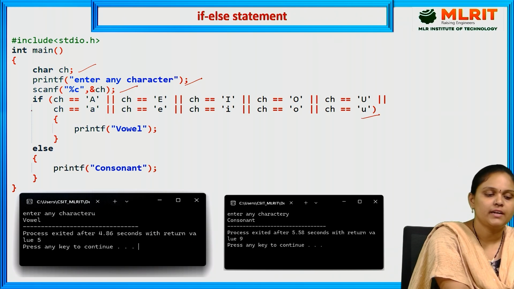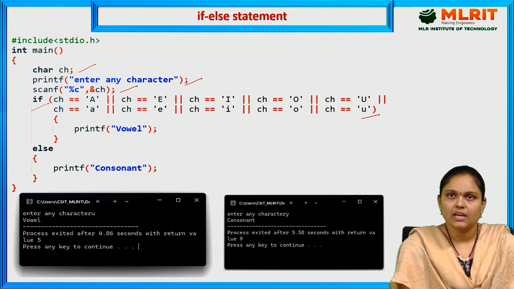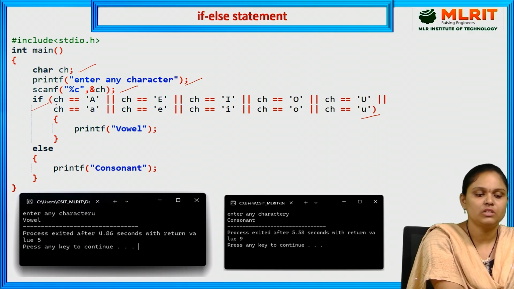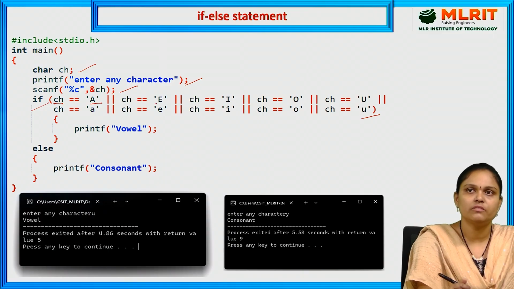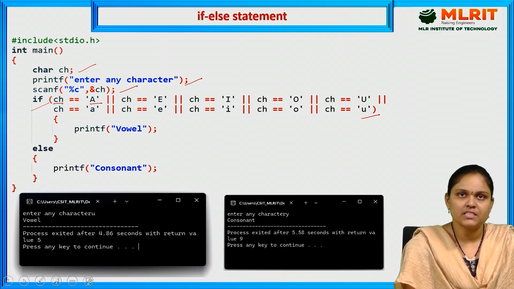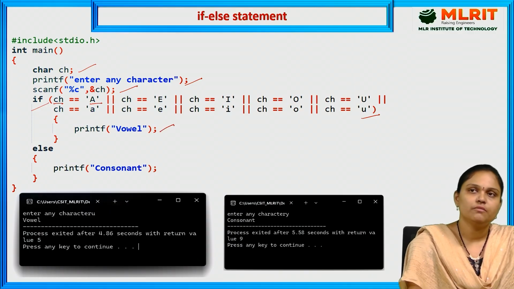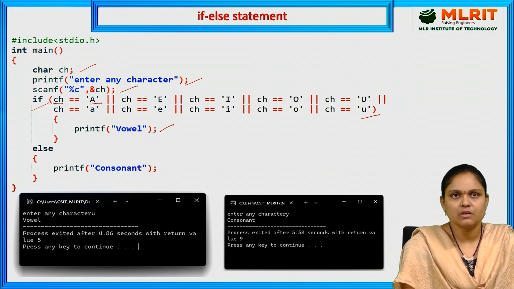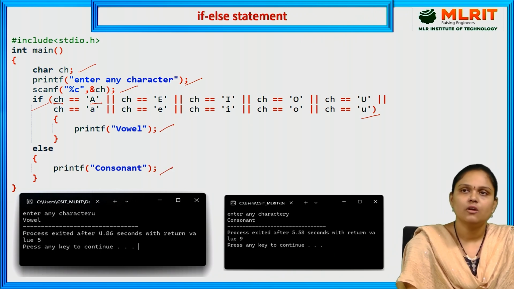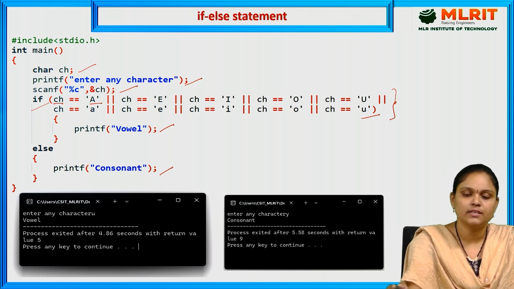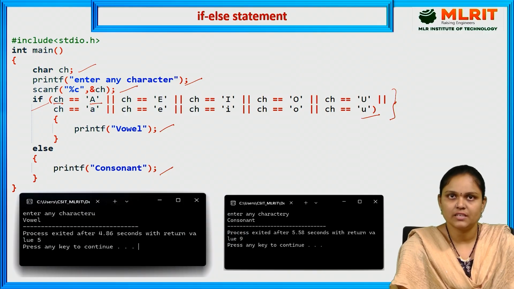In the if, we are writing the condition. As we know, the vowels are A, E, I, O, U. So whatever input we have given is stored in the CH variable. If that matches with A, then the condition will be true. Whatever input we have given that matches the vowels, the condition will be true. And by using the printf statement, we are telling that the given character is a vowel, else the given character is a consonant.